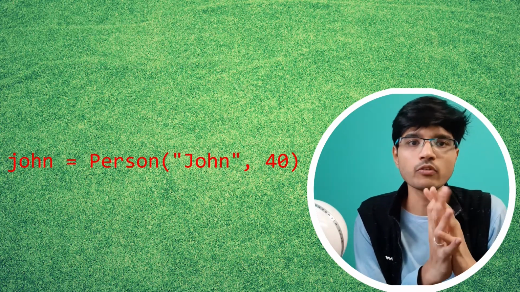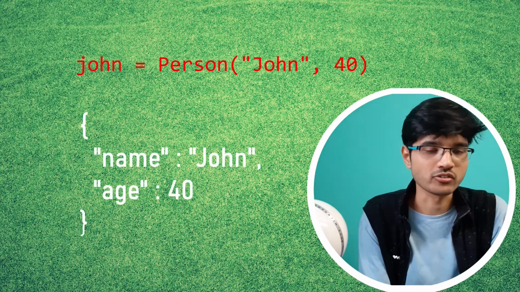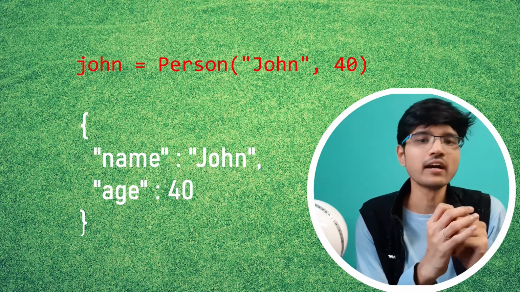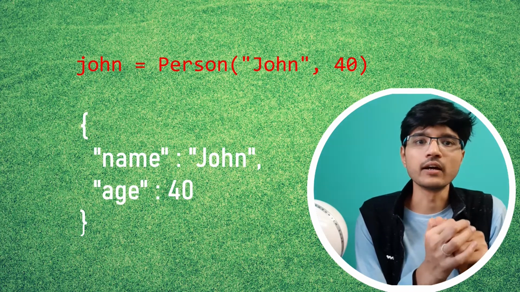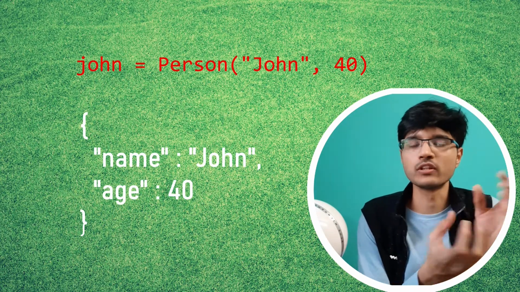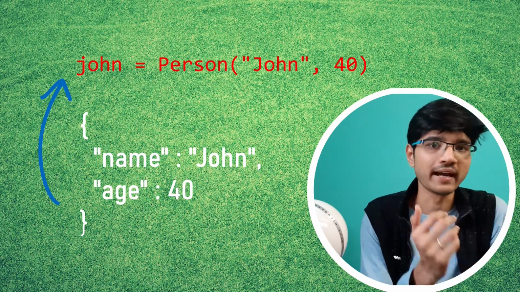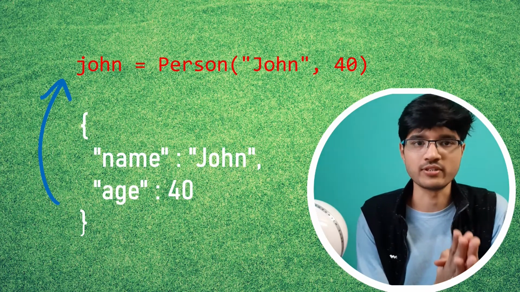If we want to serialize this, that is convert it into a JSON string, it would look something like this. So it would have the attributes name and age as the keys and the values John and 40. Now the reverse of this, that is once you have this dictionary, you would be able to deserialize it or decode it back into the original object. So that's how this works for custom objects.